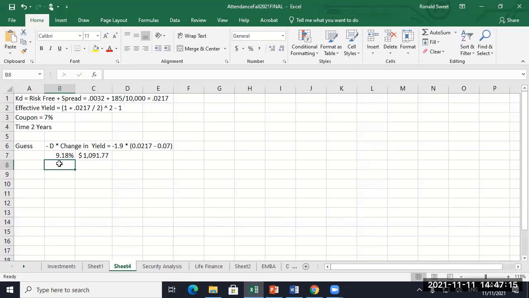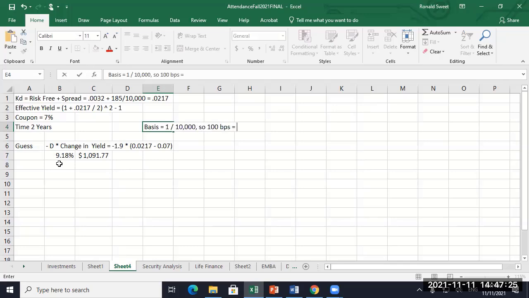Well, that's just the definition of basis points. A basis point equals 1/10,000. So 100 basis points equals 100 divided by 10,000, or 0.01. It's just the definition of a basis point. All right, that's our guess.